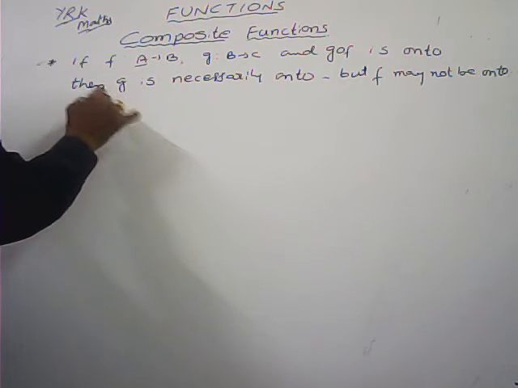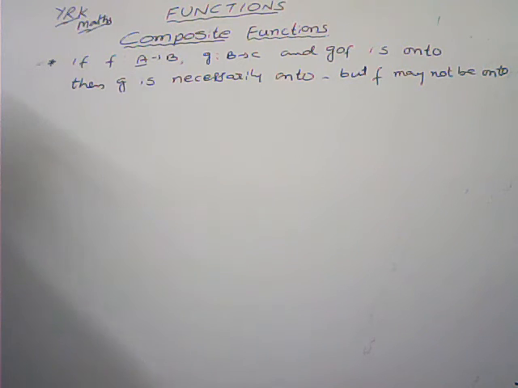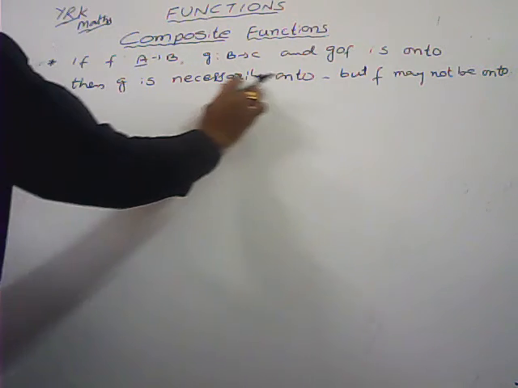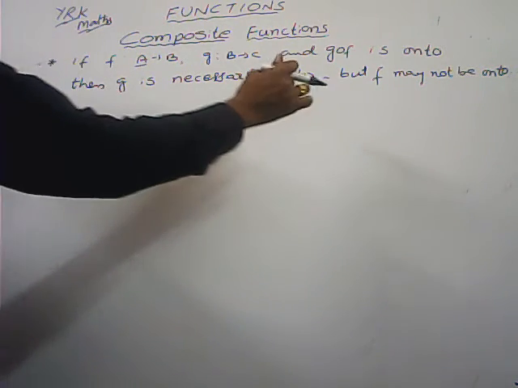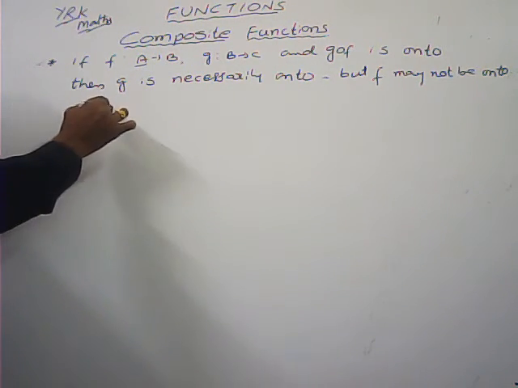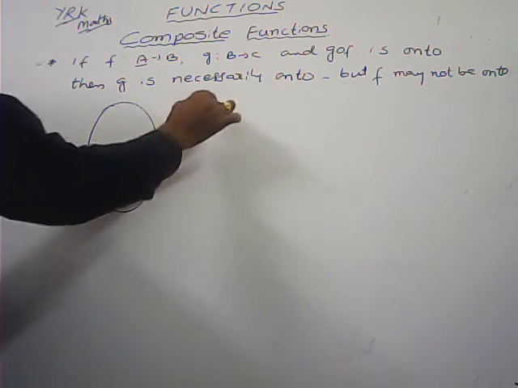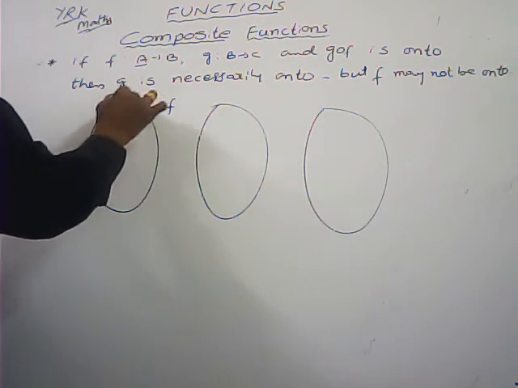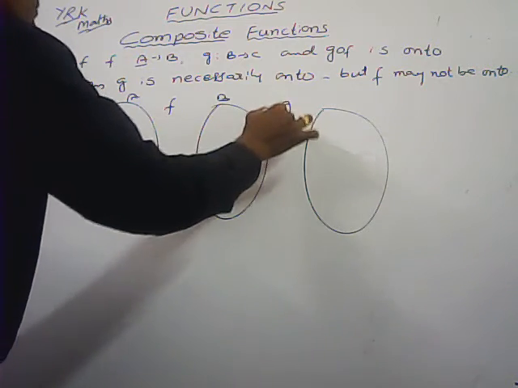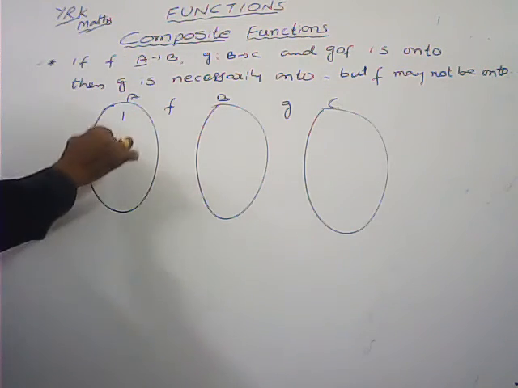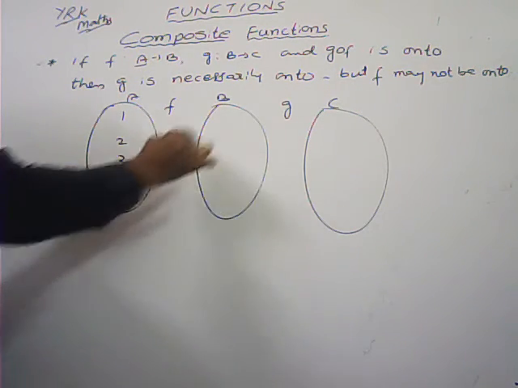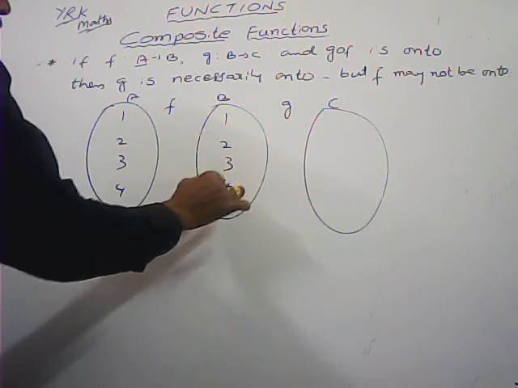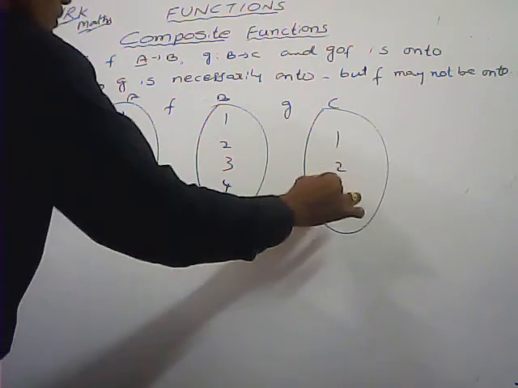Now F is mapping from A to B, G is mapping from B to C, and G circle F is onto. G is necessarily onto, but F may or may not be onto. This one also we can discuss with an example. F is mapping from A to B and G is mapping from B to C. Here I am taking 1, 2, 3, 4. Here 1, 2, 3, 4, 5. Here 1, 2, 3 only I am taking.